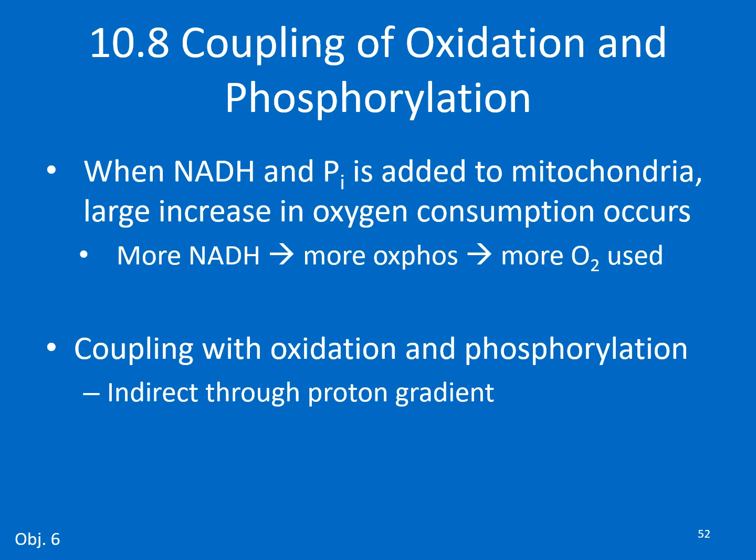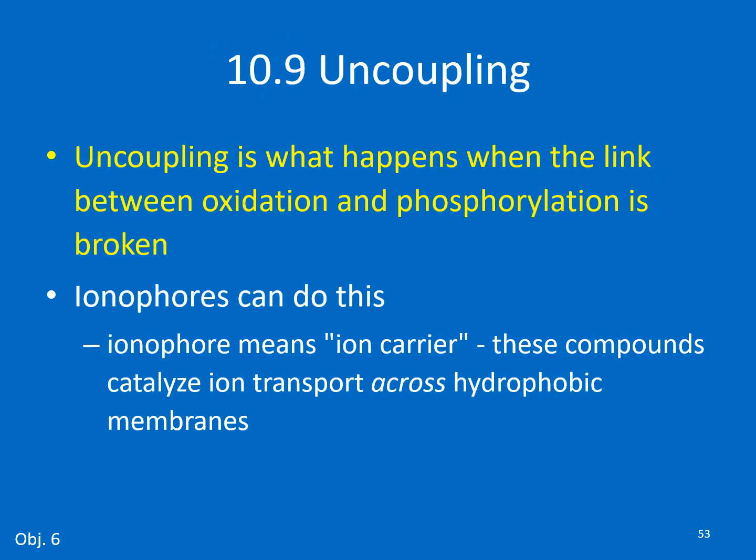So these are coupled. If you were to add NADH and some inorganic phosphate to mitochondria, oxidation would really click up. More NADH equals more oxphos, which means more oxygen used. So oxidation and phosphorylation are coupled in a mitochondria. And this is indirect through a proton gradient. Once again, it's not through one individual molecule. It's through this battery that we set up, this separation of charges in the proton gradient. So we call this coupling.